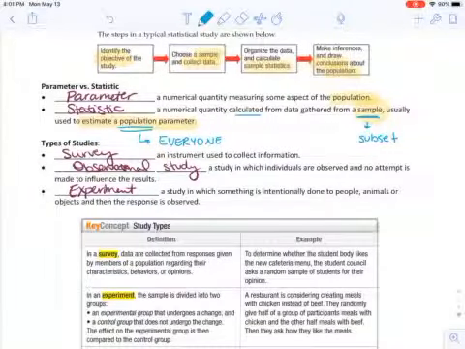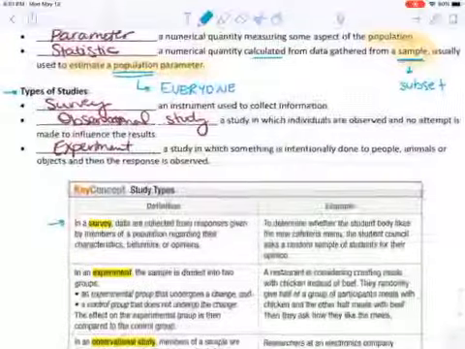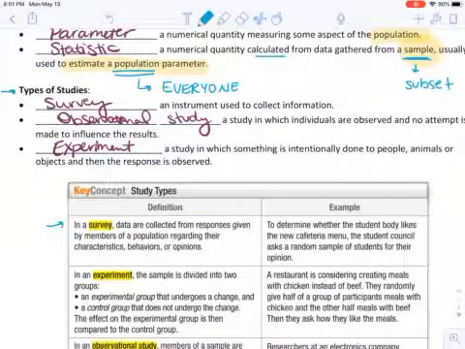Some more terms that we're going to talk about are really the types of studies that we're going to do. So depending on what my objective is, it might make most sense for me to just survey people. In a survey, you'll notice down here, the data is collected from members of the population regarding their characteristics, behaviors, or opinions. So as the example says, do you like the new cafeteria menu? They ask a random sample of people, do you like this?